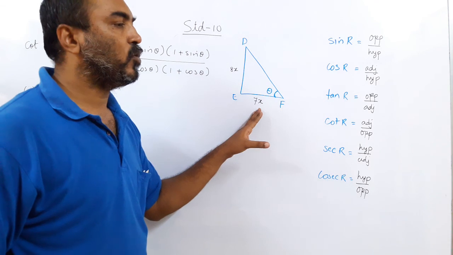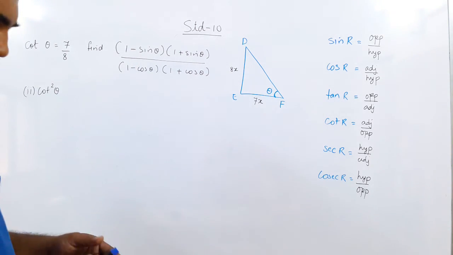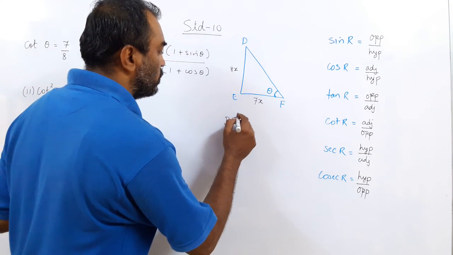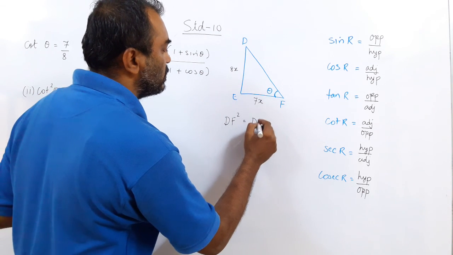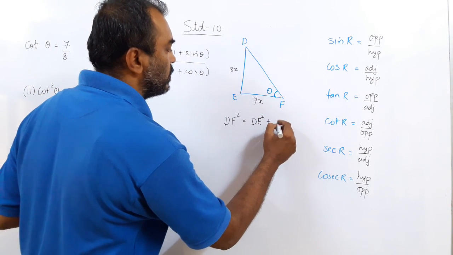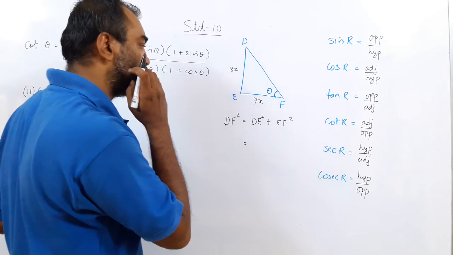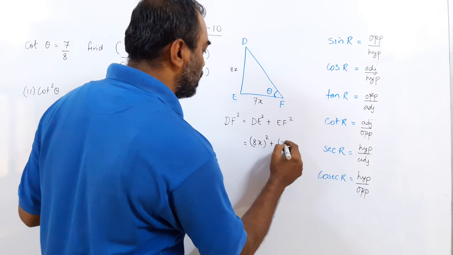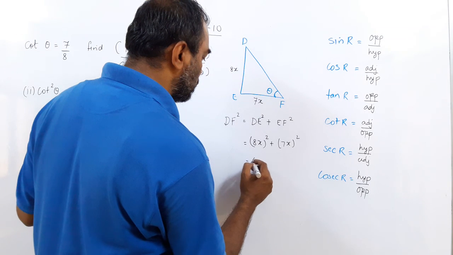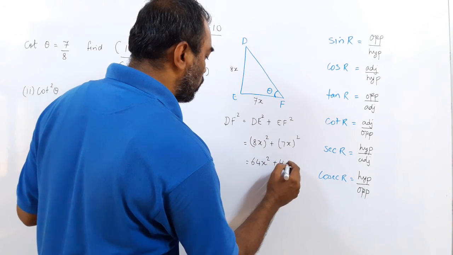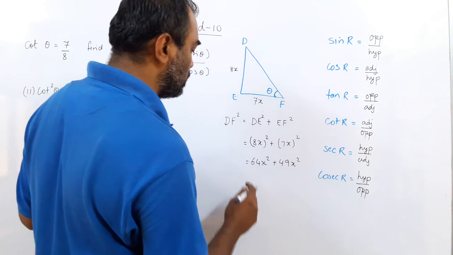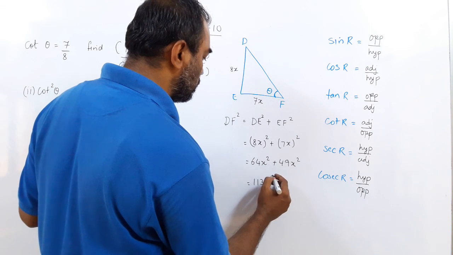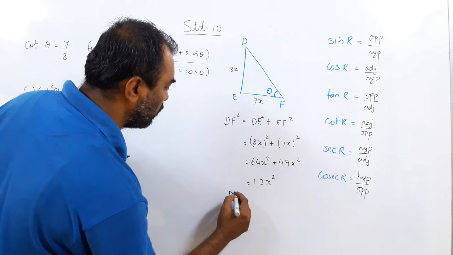So no matter whatever the value of x, the ratio remains 7 upon 8. What is the first step we do here? We have to find DF square. So not DF square, DF hypotenuse, that is DE square plus EF square. So we have 8x the whole square plus 7x the whole square, 64x square plus 49x square. How much is this? 113x square.